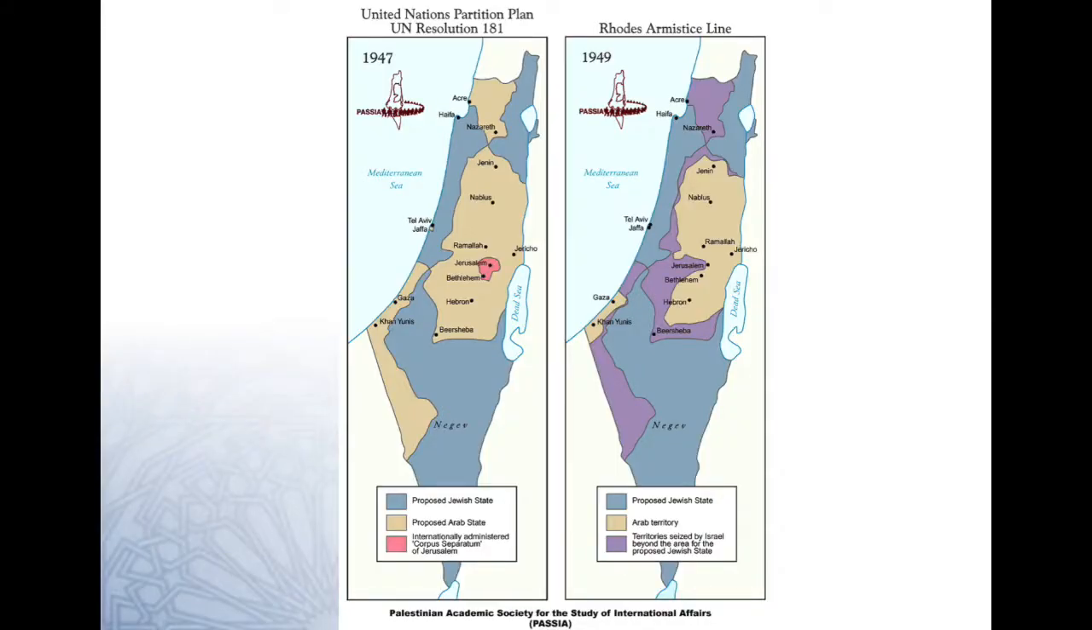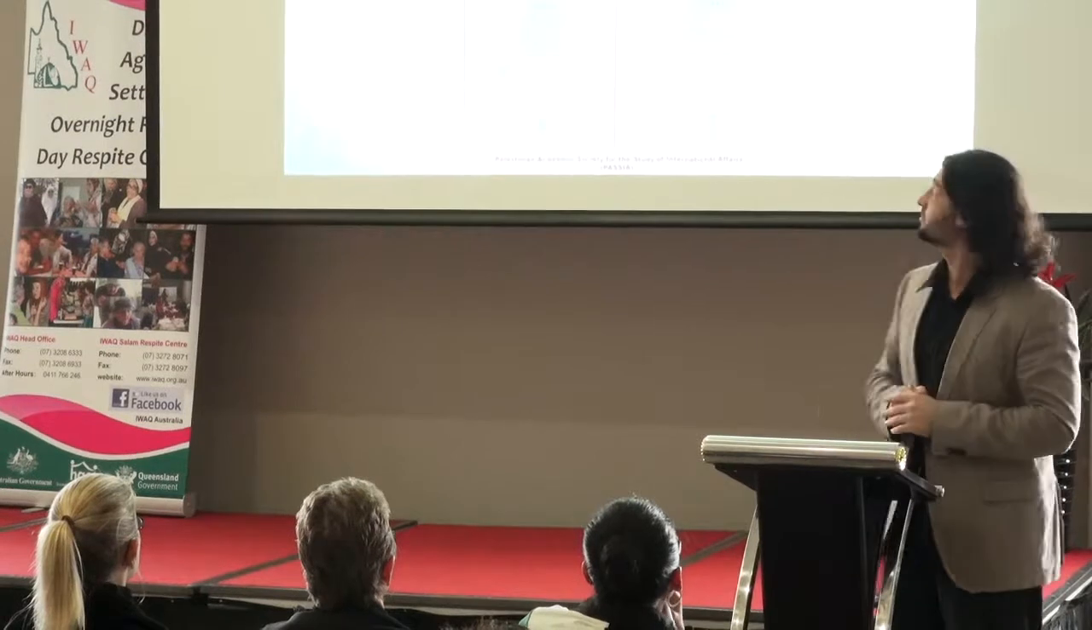map, the blue and purple represents the Jewish state. So the blue is the land they were allocated by Resolution 181, and the purple is the additional land they conquered in this first, what is referred to as the first Arab-Israeli war. But there's a point to be made about the term war in reference to this period of history or this event.